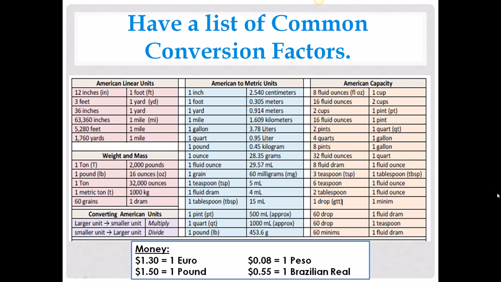Before you convert, you need to have a list of conversion factors. I don't have all these memorized. I mean, do you know that 1 mile is 1.609 kilometers? I don't. What about the conversion between the money problems we have? $1.30 is €1. So before you begin working on conversion problems, make sure you have printed out a list of the common conversion factors.